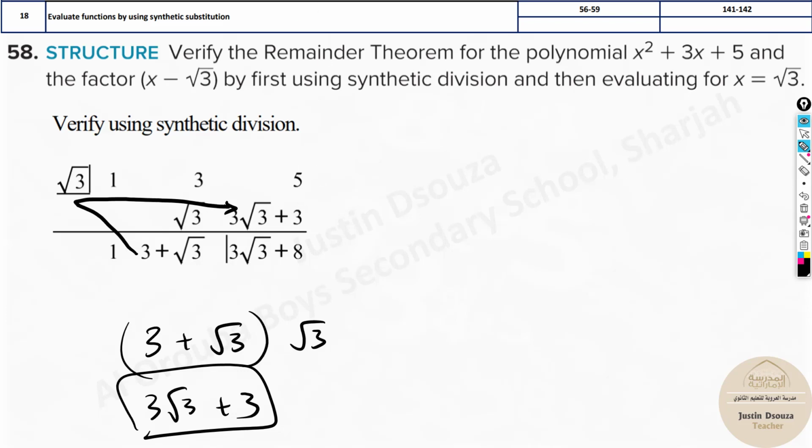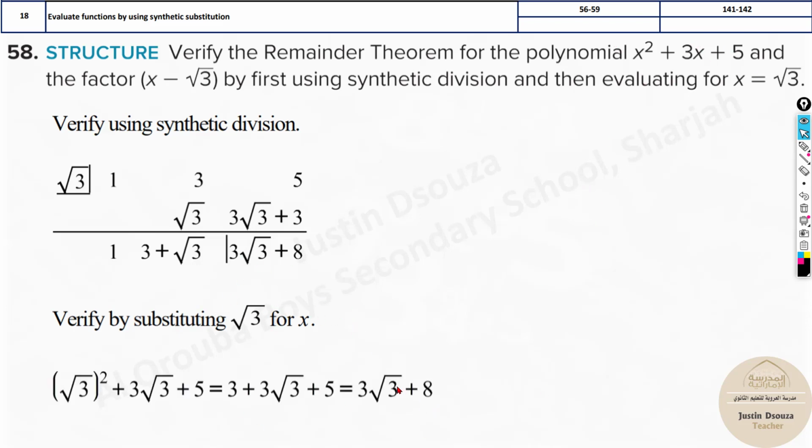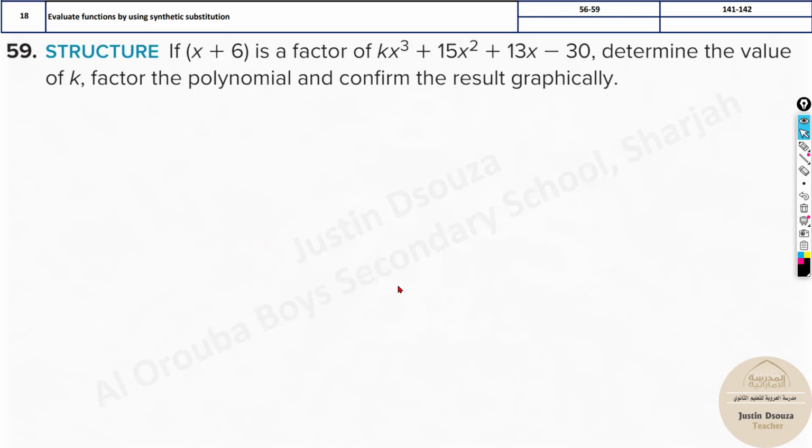And add the real numbers together. 5 plus 3 is 8. And now you can verify by substitution. Substitute root 3 over here. You must get this answer. If you substitute, you will get it. In your calculator, you might get a decimal point. It's fine. Just check this and this will be the same no matter what.